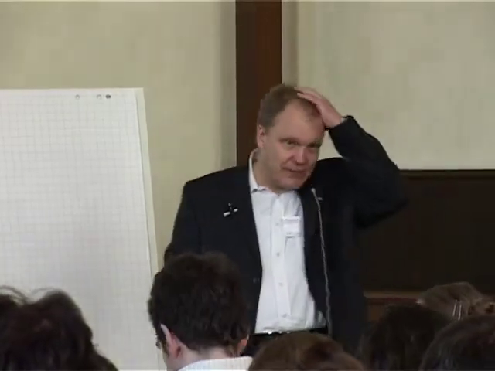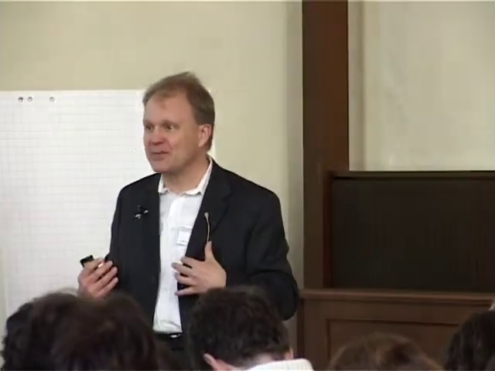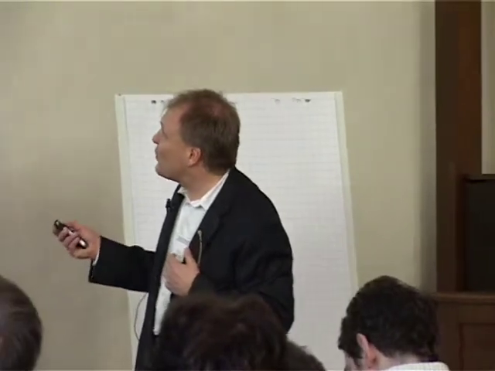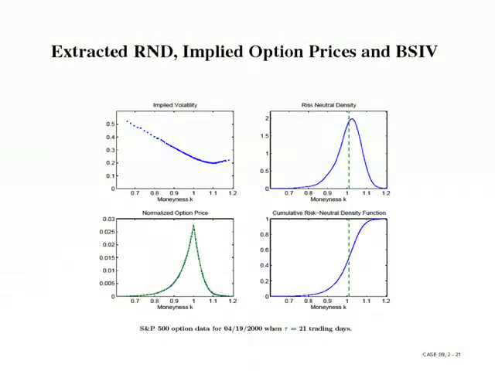As an illustration of all these bigger principles about how to extract information out of option prices, here is just one day. This is from the S&P 500 options data on, I guess, April 19th, 2000, and there were 21 trading days to maturity, which is basically 1 month. This happens to be a very liquid options market on the S&P 500 futures. So here's the implied volatility from the Black-Scholes.